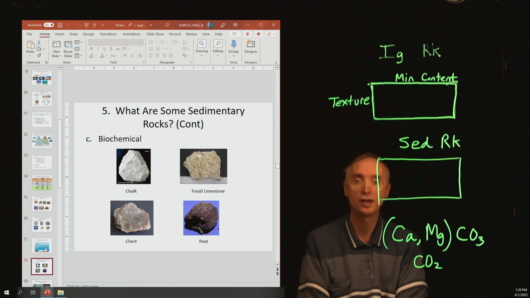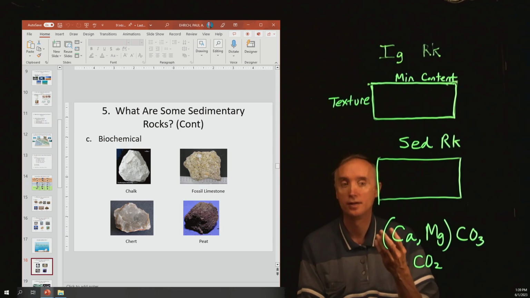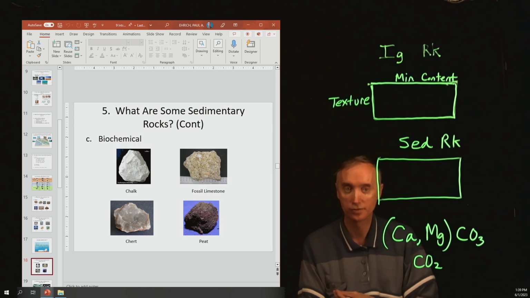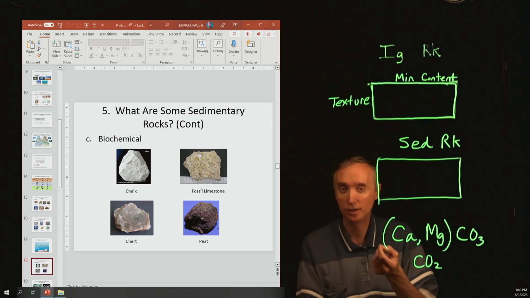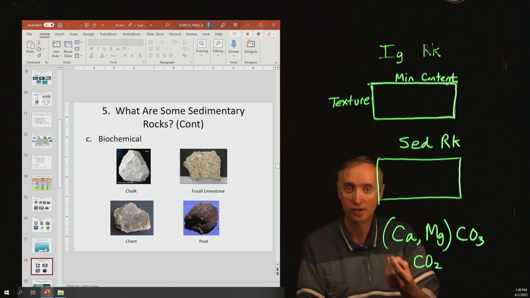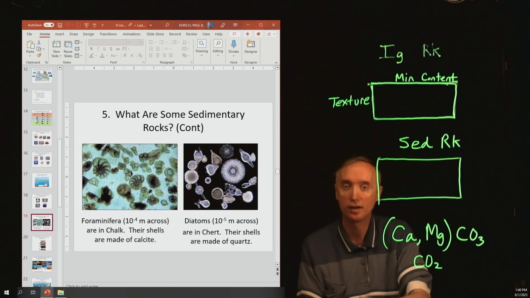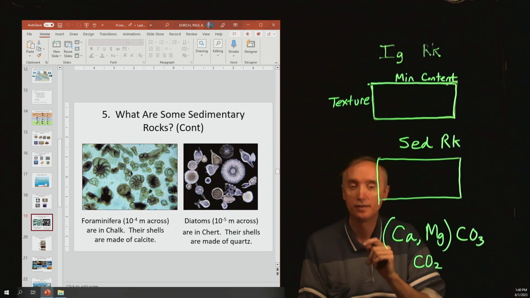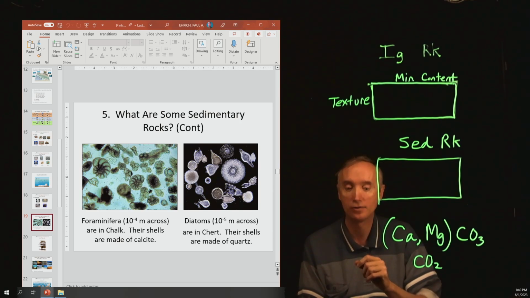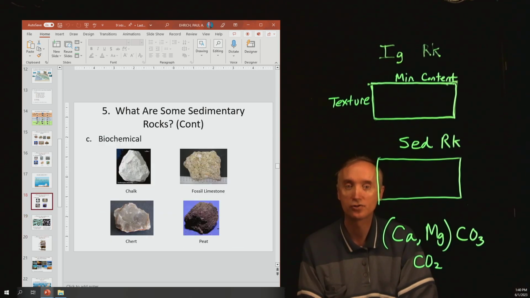Then you've got your biochemical ones. These are rocks that get their sediments from organic materials. The first kind is going to be chalk, which is composed of microscopic shells composed of calcium carbonate. On this slide, it shows that they are foraminifera. They're microscopic little organisms that made their shells out of calcite. And then those microscopic shells got glued together to make chalk.